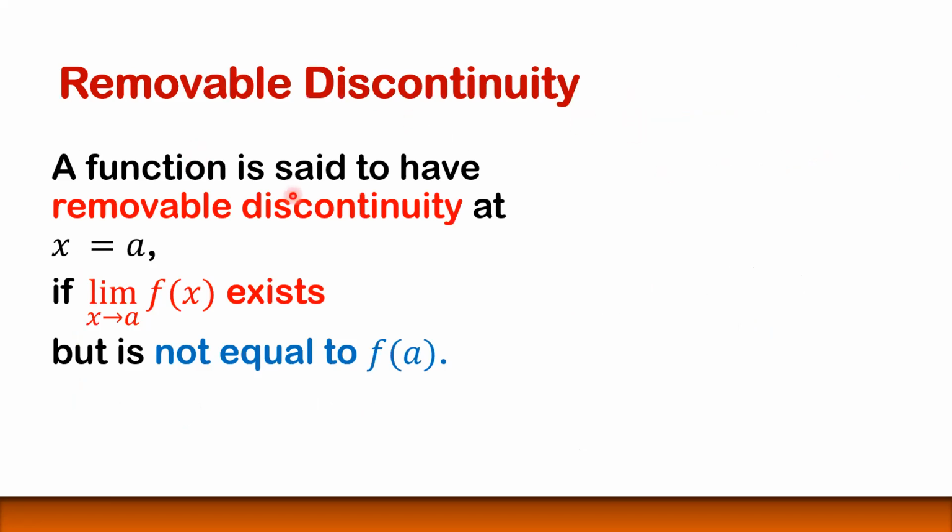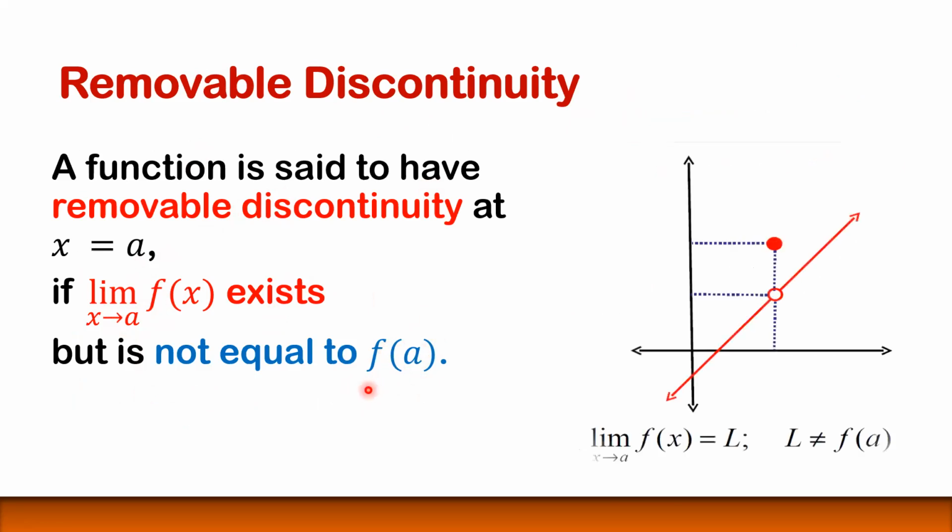So when we say a function is said to have removable discontinuity at x equals a if the limit of f of x exists as x approaches a but is not equal to the functional value f of a. Nag-i-exist yung limit pero hindi equal dun sa functional value natin. Okay? So pwedeng ganito yung itsura niya. Ito yung limit mo, no? Nagiging equal sa certain value, say L.